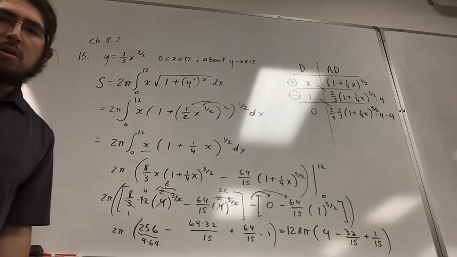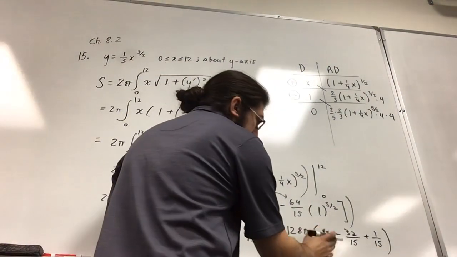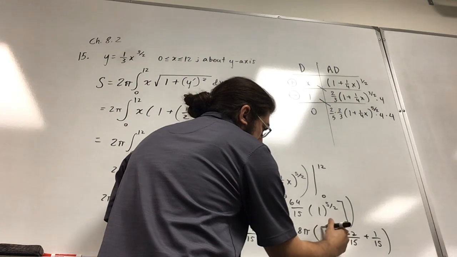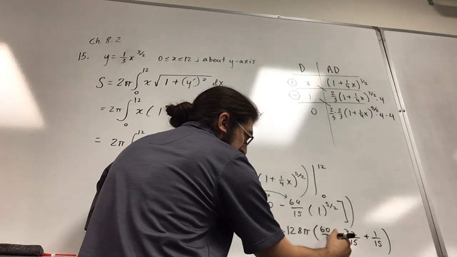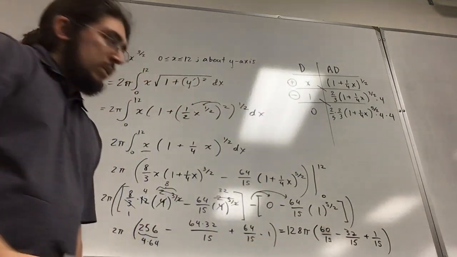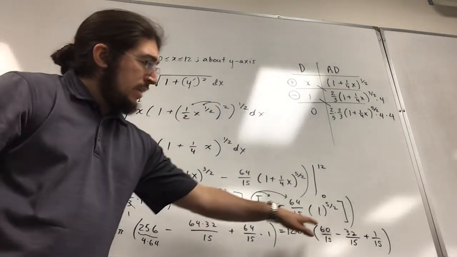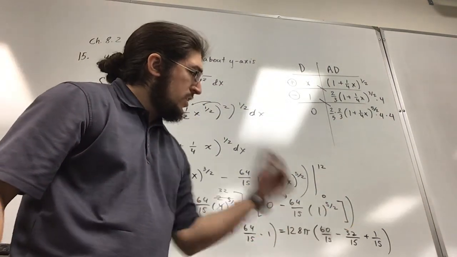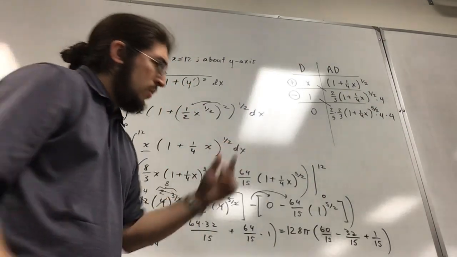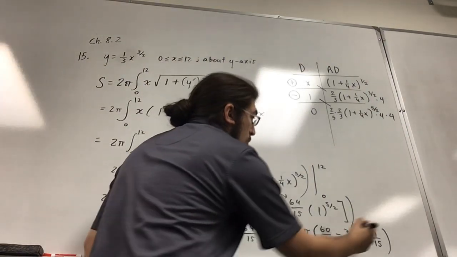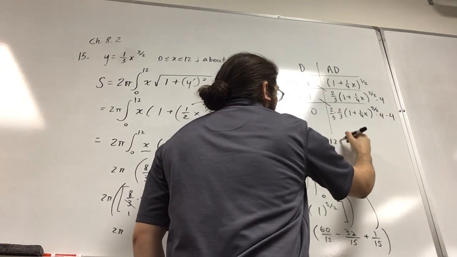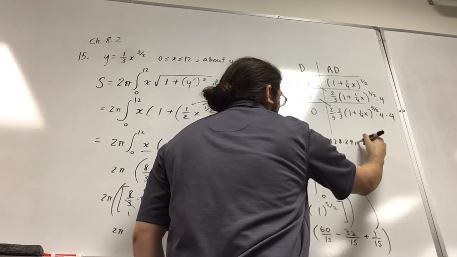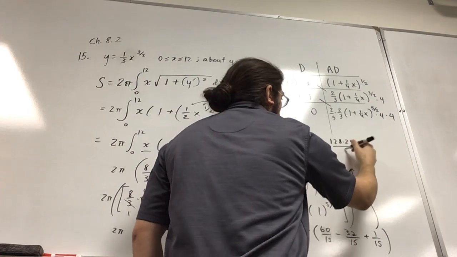Now, of course, we could write 4 as 4 over 1 to get a common denominator. And then when you multiply 4 over 1 by 15 top and bottom, you get 60 over 15. So altogether on top, we get 60 minus 32, which is 28, plus 1 is 29. So the whole thing will end up being the following answer. 128 times 29 pi over 15.